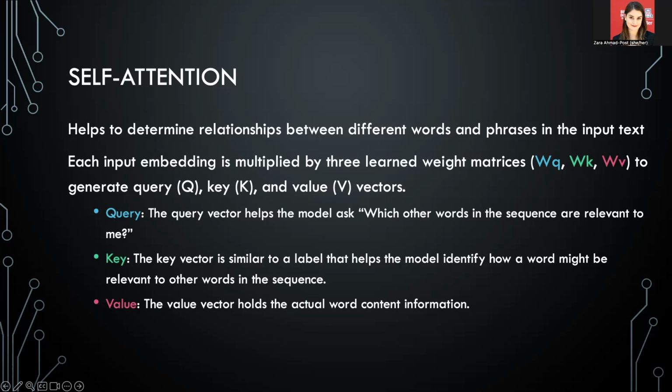Then our key vector is like a label that's going to help the model identify how a word might be relevant to other words in the sentence. So if this were a translation task, we would have the same thing in French. Again, I don't know French, but you would be able to say, okay, great, this is labeled. So we have the cat sat on his paws on the couch, and then the French translation, and the key is going to help identify which of those words go together for that translation task. And then the value vector is going to hold the actual word content information.